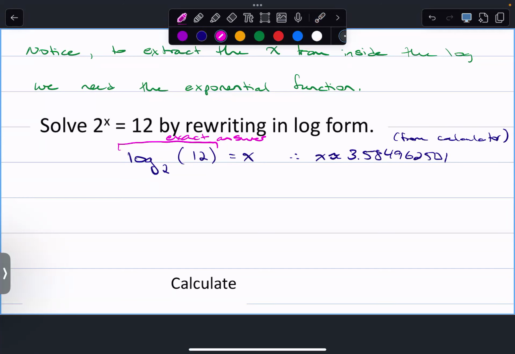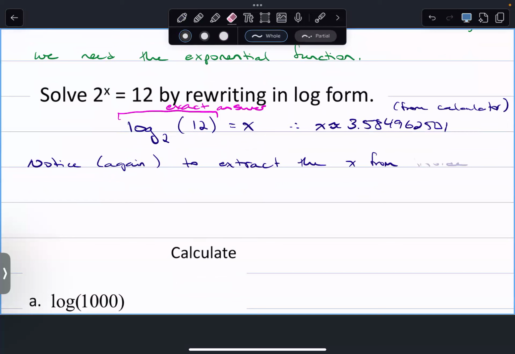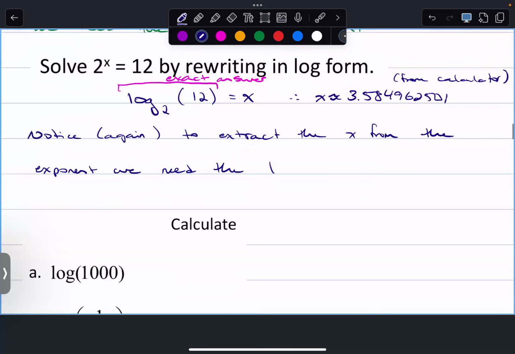Okay, and so here, notice again, to extract the x from the exponent, we need the logarithmic function.